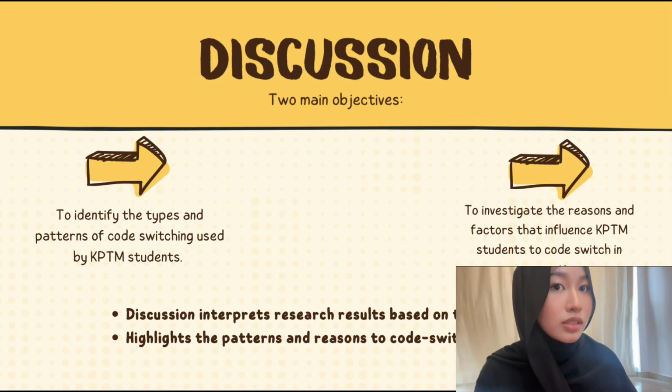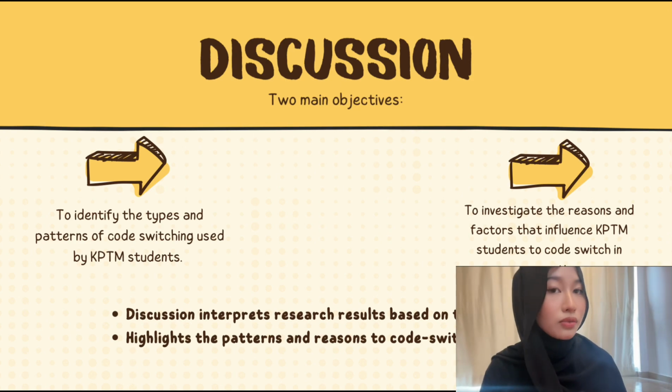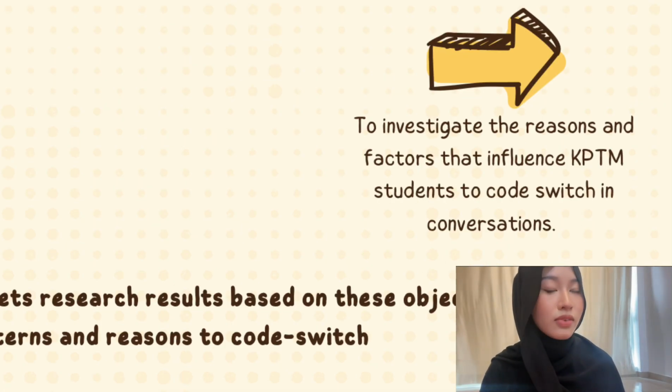For discussion, we actually have two main objectives. The first one is to identify the type and pattern of code switching that is being used among KPTM students. And the second one is to find out the reasons and factors that influence them to use code switching.